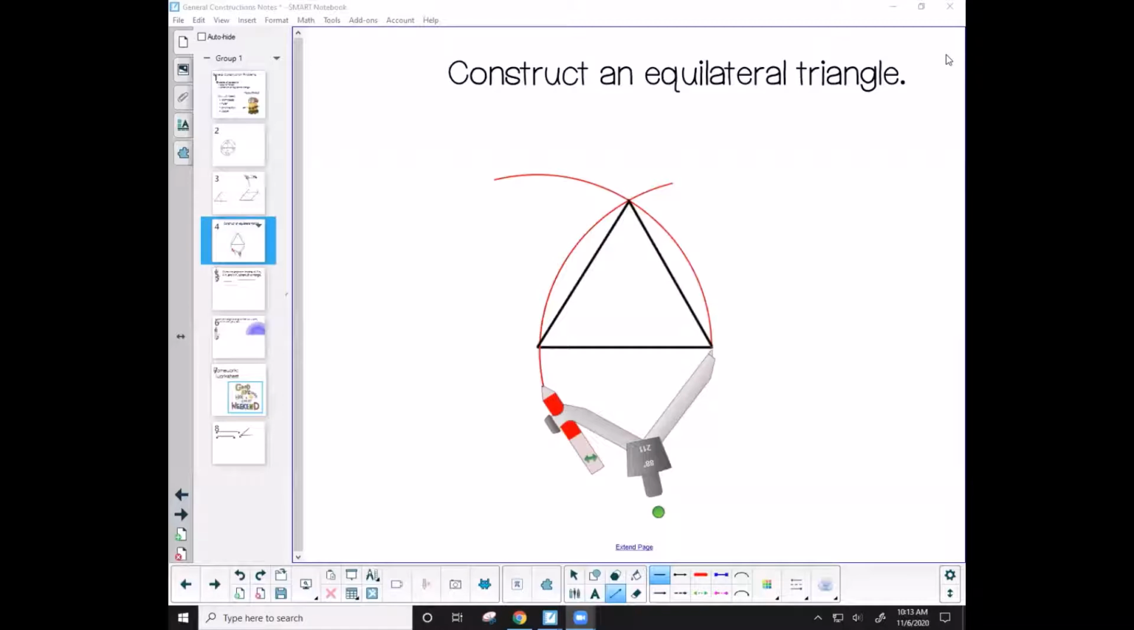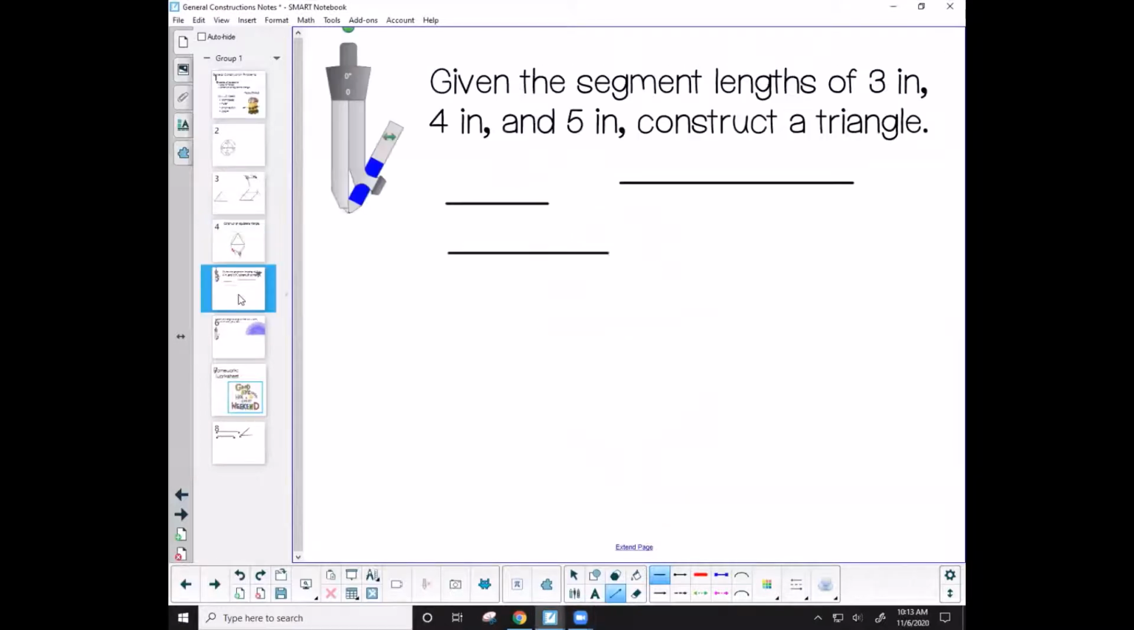How are we doing? Okay? All right. So the next thing we're going to do, this triangle here, I'm going to give you some specifics, and we're going to construct the one triangle that it'll make. Okay, so given the segment lengths of 3 inches, 4 inches, and 5 inches, construct a triangle.